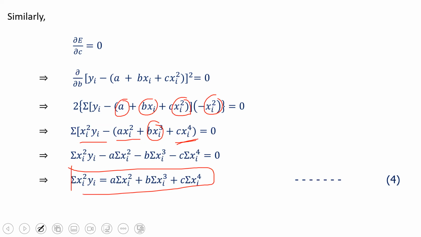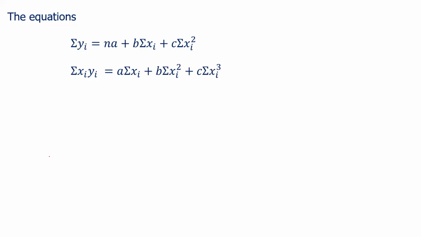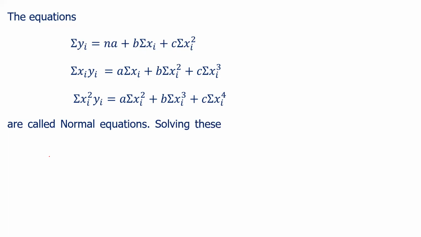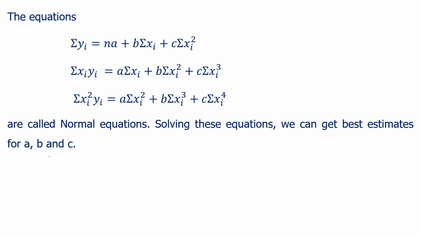So now the equations: sum of yi equal to na plus b sum of xi plus c sum of xi whole square; sum of xi yi is equal to a sum of xi plus b sum of xi whole square plus c sum of xi whole cube; and sum of xi whole square yi is equal to a sum of xi whole square plus b sum of xi whole cube plus c sum of xi to the power 4. So these are the three equations. These are called the normal equations. Solving these equations, we can get best estimates for a, b, and c.